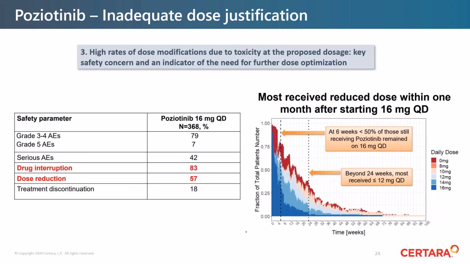And that's what happened probably with the 16 milligram QD, as most of the patients had dose interruptions or dose reductions. Here you see 83% of the patients had drug interruptions and 57% of the patients had dose reduction. If you look at the plot here, beyond 24 weeks, most of the patients actually received less than 12 milligram QD instead of the initial dose of 16 milligram QD, showing that the proposed dose was probably not tolerated.